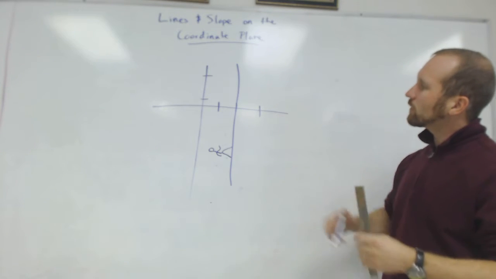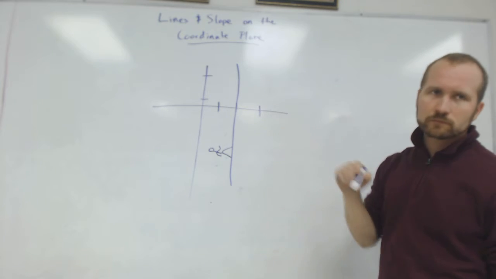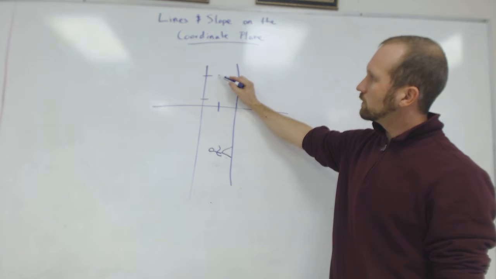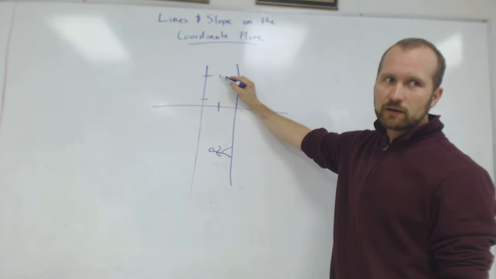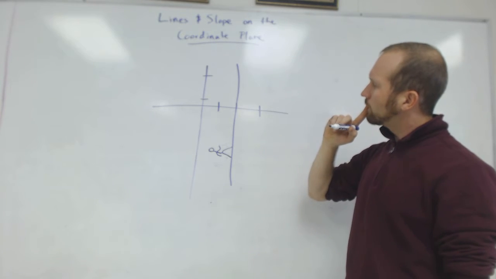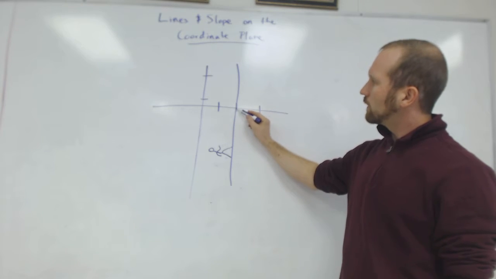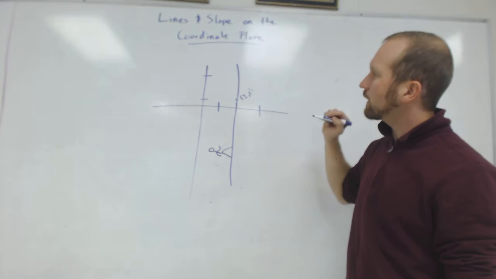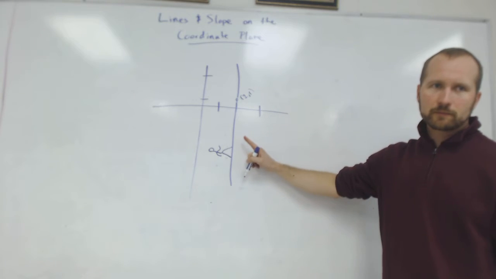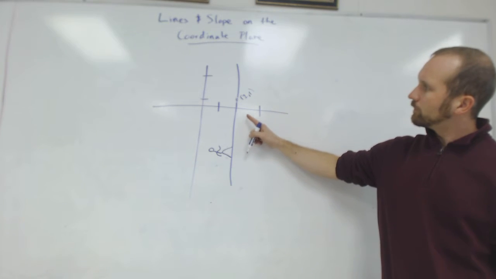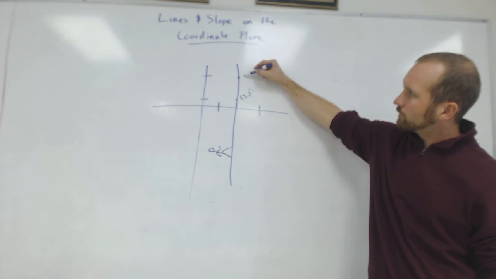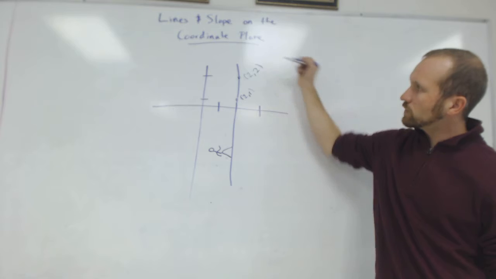What would be an example of a point on this line? 1, 2? Is that on the line? No. 2, 1. Okay. So 2, 1 would be a point on the line. What would be another point on this line? How about this one? What point is that? 2, 2.